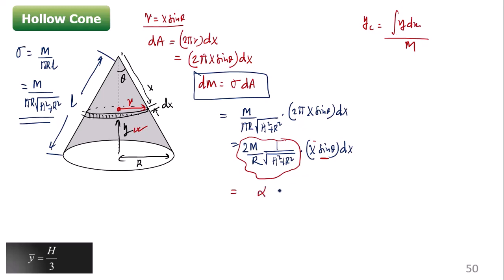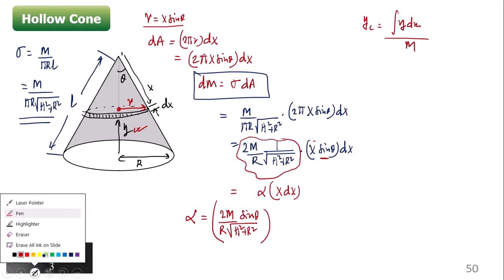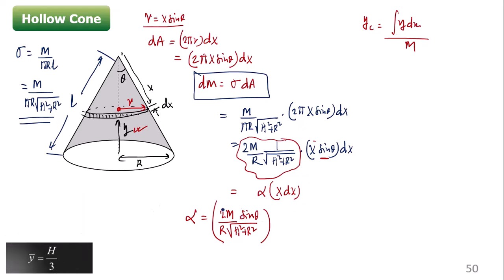Let us say I call this number alpha, so we have alpha into x dx. Alpha is equal to 2m divided by capital R under root of h square plus R square, into sine theta. This number is our alpha. That is entirely constant, so it will not take part inside the integration symbol. So we are left with only alpha into x times dx.